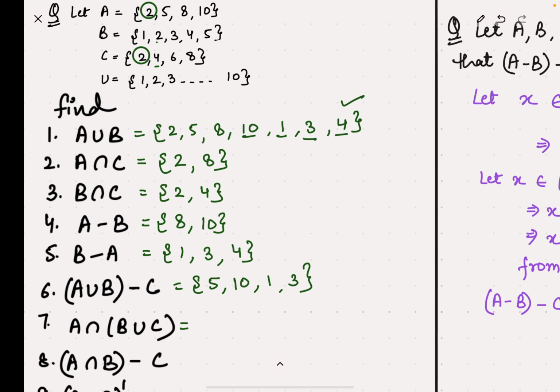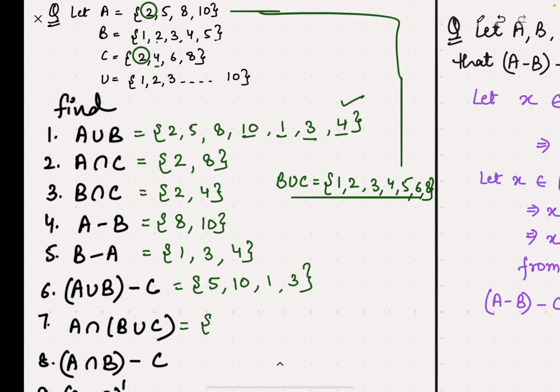Again, now let's have A intersection B union C. The first thing that we need to write is B union C. B union C will be 1, 2, 3, 4, 5. Firstly all elements of B, then check for C also. For C, 2 is already present, 4 is already present, then 6 and 8. So this will be B union C. Now take this union with intersection A. So now let's see what are the common elements here. Here we have 2 present, 5 present, 8 present. So this is the solution.